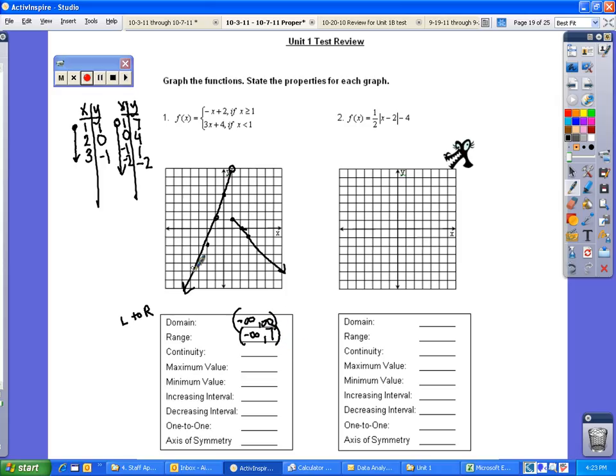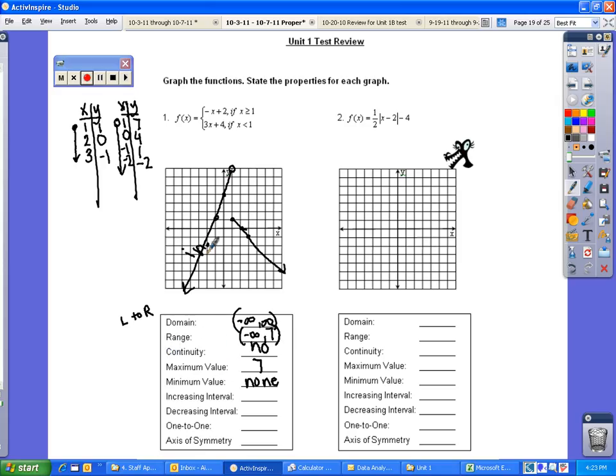It is not continuous because when I trace this function from left to right, I have to pick my pencil up to come down to this function. So it is no. There is a maximum value. It's an open circle. We'll talk about that more, but 7 is fine. There is no minimum because this is going to keep going down and you can't count to infinity. So we're just going to say none.